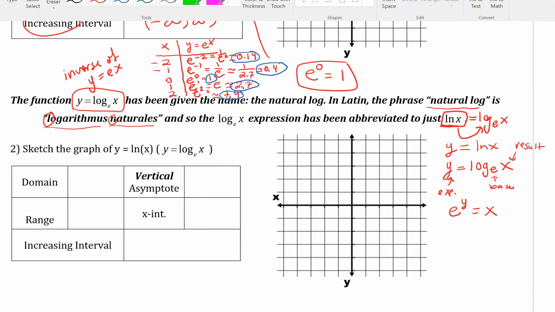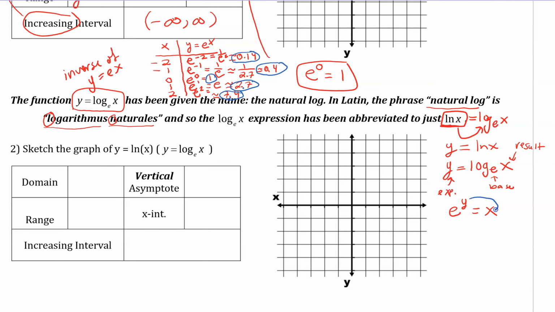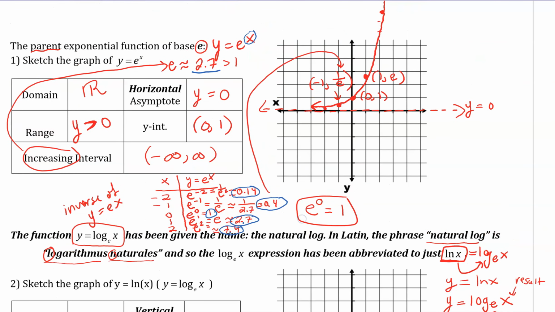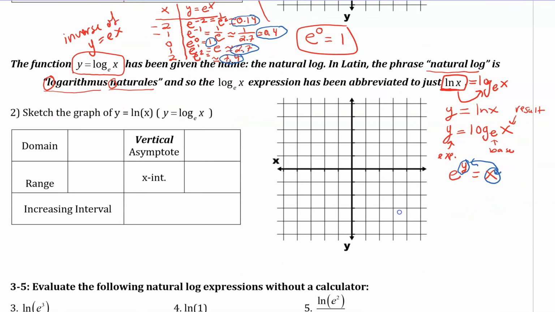So you may notice the only difference between log base e and the parent function we just did is the location of x and y. So when you have y equals e to the x, which is the function we just graphed, that's when x is the exponent and y is the result of a base e. But when you have y equals natural log of x, ln of x, which is a log base e of x, that's when y is the exponent and x is the result of a base e.